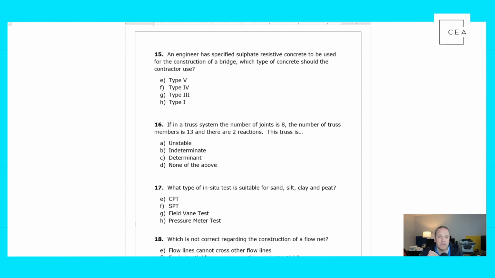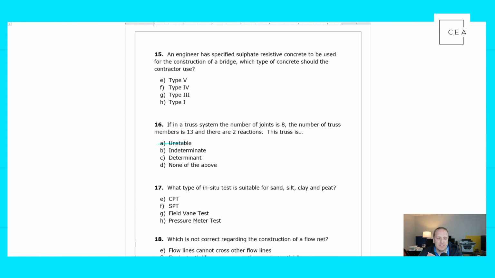So in this case, we have a J value of 8. That's the number of joints that we have. So 2 times 8 is 16. And is it greater or less than M plus R, where M is given as the number of members? That was 13. And reactions were 2, so 13 plus 2 is 15. So in this case, 16 is greater than 15. And so the answer on this one is that this structure is unstable.